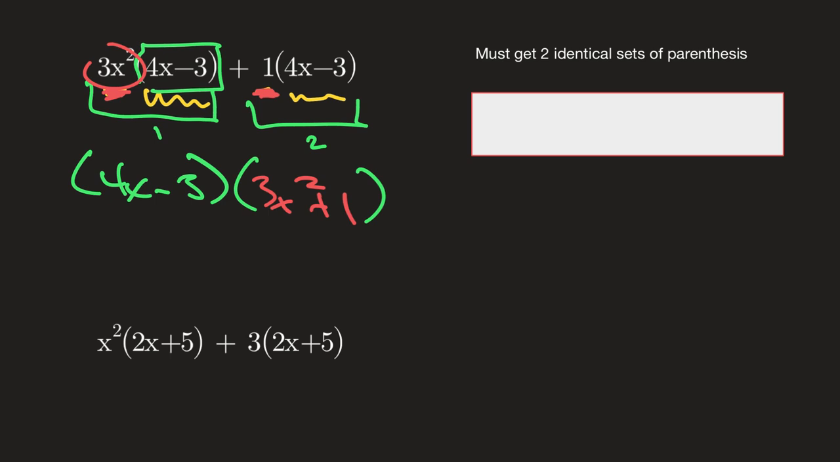So we are now going to factor out the 4x minus 3. I'm going to pull it out front. And if I take 4x minus 3 out of both those terms, the only thing left is a 3x squared and a plus 1.